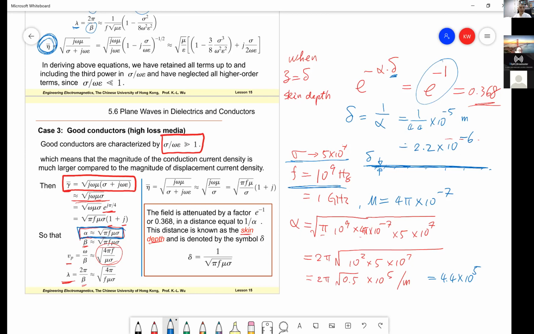So this skin depth is what allows the wave to go into the metal. Then if the conductivity is infinitely high, no electromagnetic wave can go into a good conductor. So this gave us an idea of how an electromagnetic wave interacts with a good conductor.